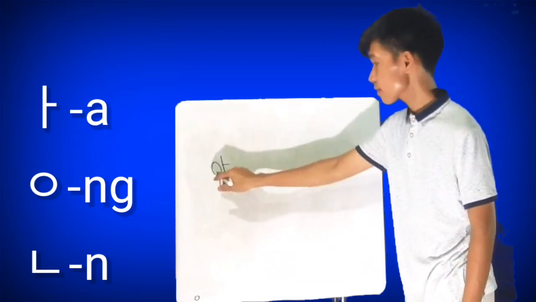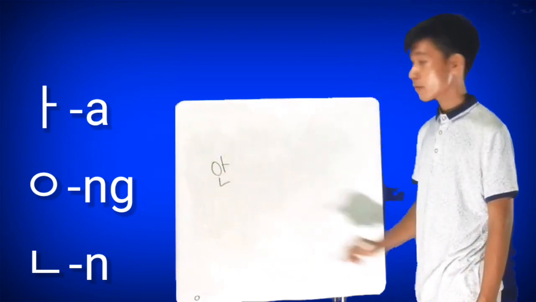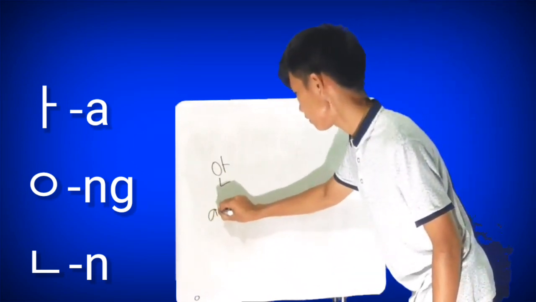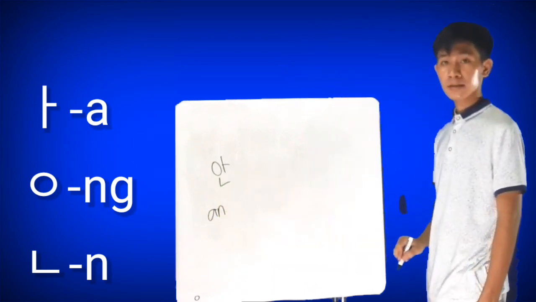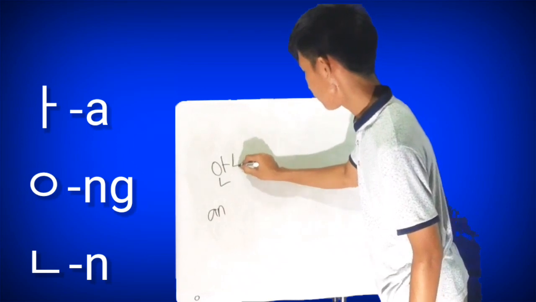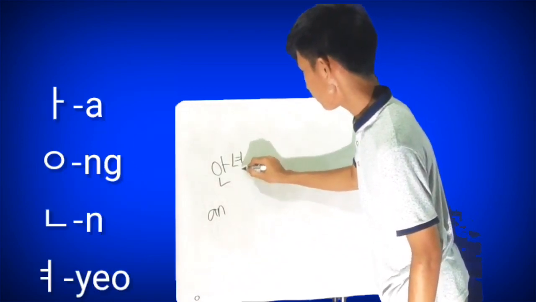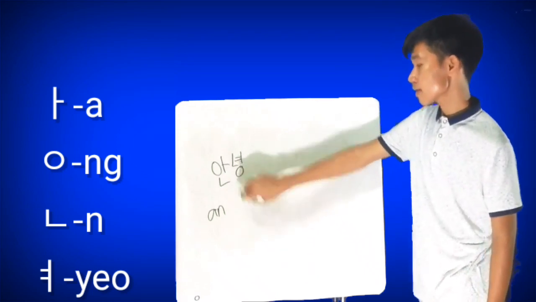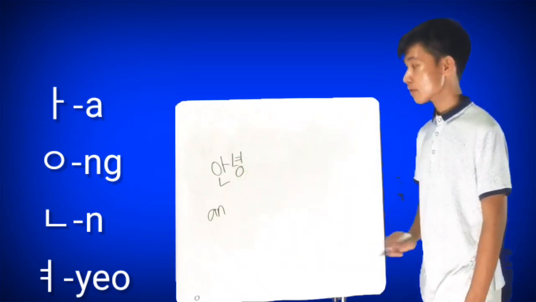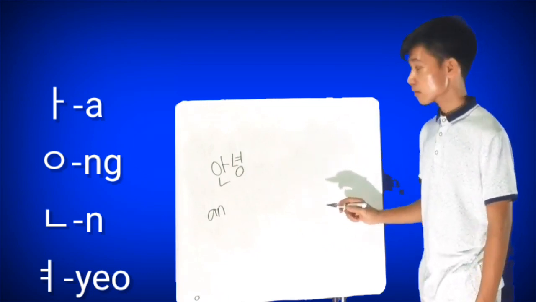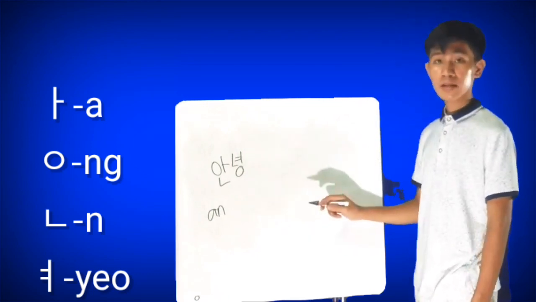The zero consonant is placed at the initial position, so it has no sound. So this syllable is pronounced as an. Then let's add another syllable. So as what you see, there is a zero consonant at the third position, so it should sound like ing. So this syllable is pronounced nyong.